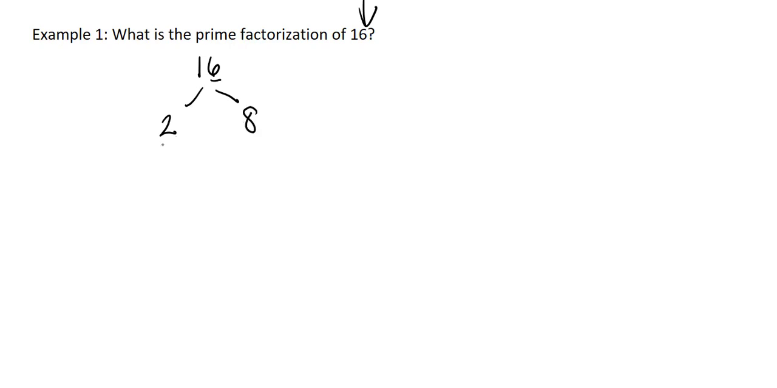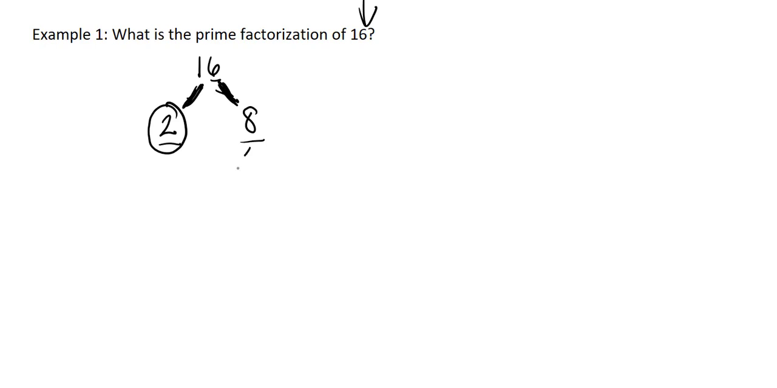If we multiply these two numbers, we get the number on top. It's a factor tree because these two come off of 16, and those are the factors of 16. Now, 2 is a prime number, so we're just going to circle it. 8, though, is a composite number, so we need to keep going because we need to break it down into prime numbers where we can't break it down any further.